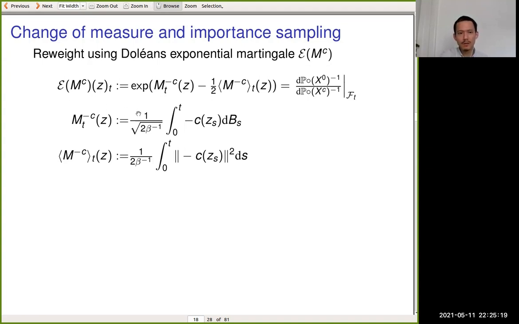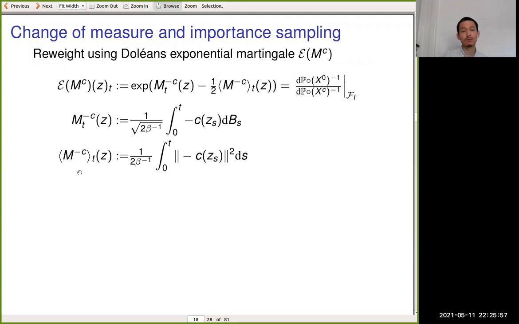What is this exponential martingale? It's an exponential of this term, M minus C at t, minus this term here. If you're familiar with the notion of a Radon-Nikodym derivative, this is essentially the Radon-Nikodym derivative of the law of the equilibrium system with respect to the law of the controlled system, or the non-equilibrium system. M minus C at t is basically a stochastic integral. It's an Ito integral. You have the scaling of the inverse temperature here, and b actually here should be psi. So this is the Brownian motion, and this is just an integral with respect to Brownian motion. This is a continuous local martingale.